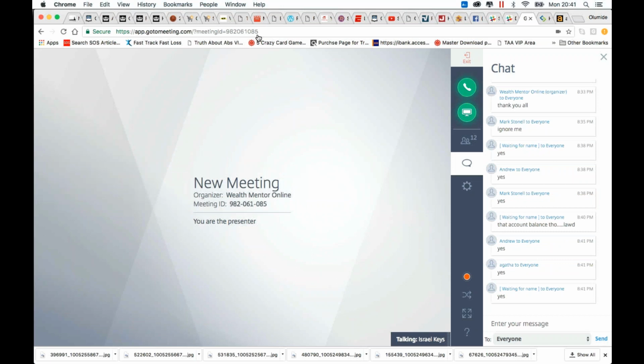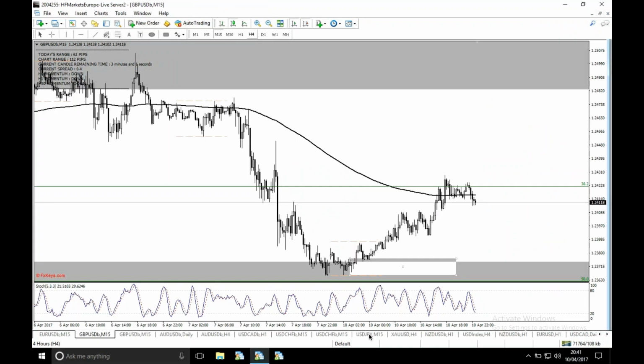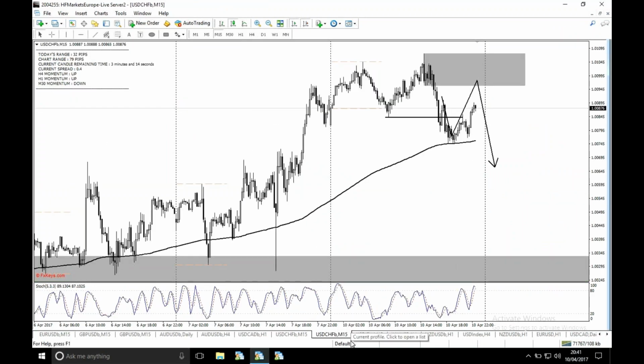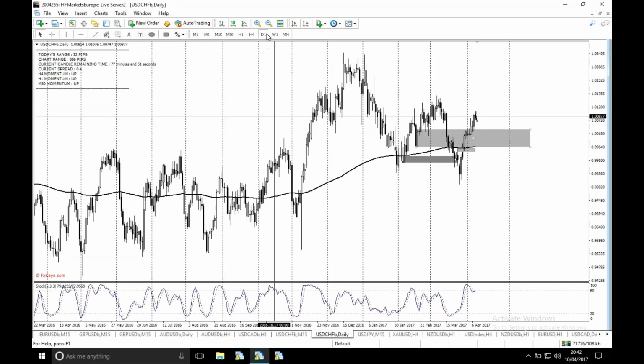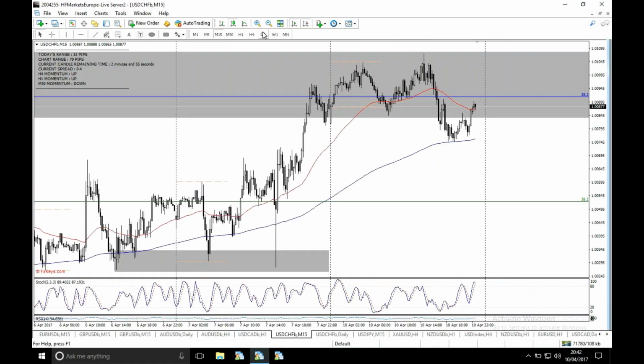So let us start with, now, let me see, where is that pair I was looking at? Yeah, so let's start with Swissy, the USD CHF pair. Now, whatever time frame you are trading, I advise that you incorporate the daily chart into your analysis.